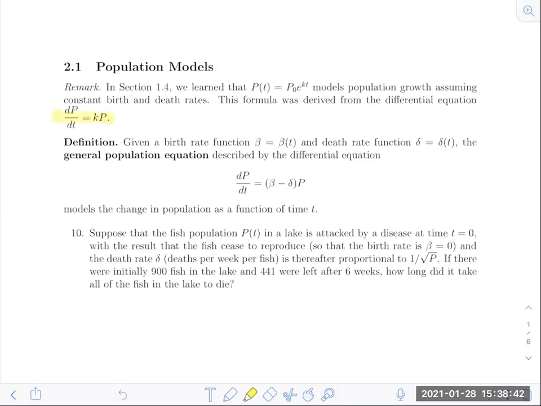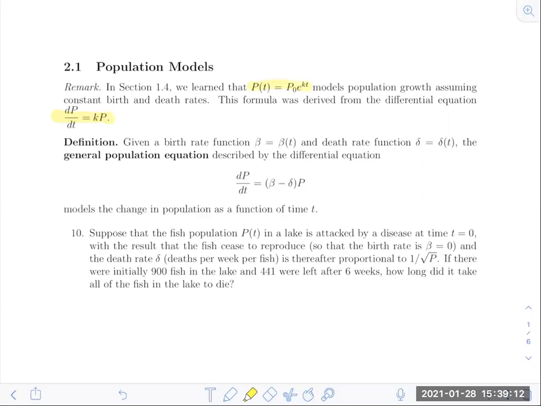We solved that as a separable differential equation to come up with the solution, which most of you are familiar with as the PERT formula. In this case, we're using k instead of r and P naught to indicate the initial population. This model is good in some circumstances, such as exponential growth and decay of bacteria or compounding interest, but it doesn't capture all of the information that we might want in looking at various population models.